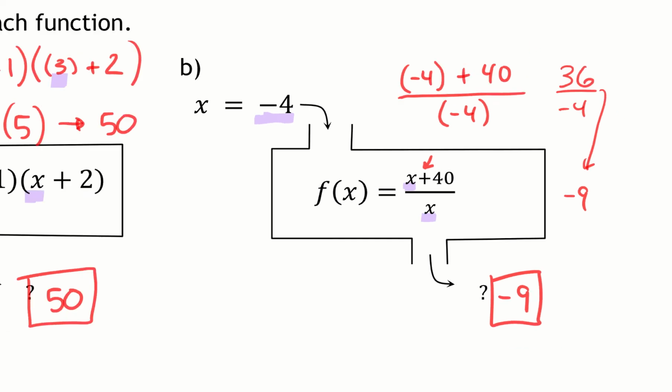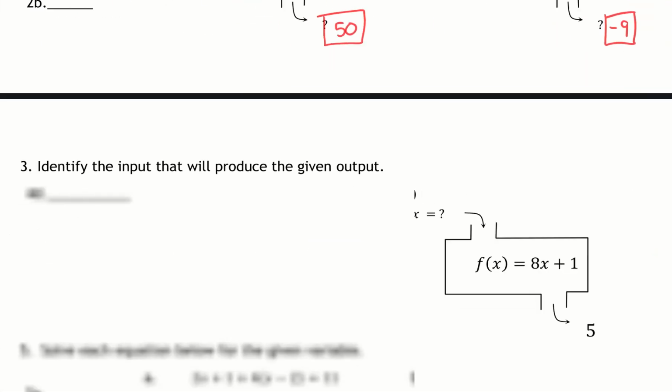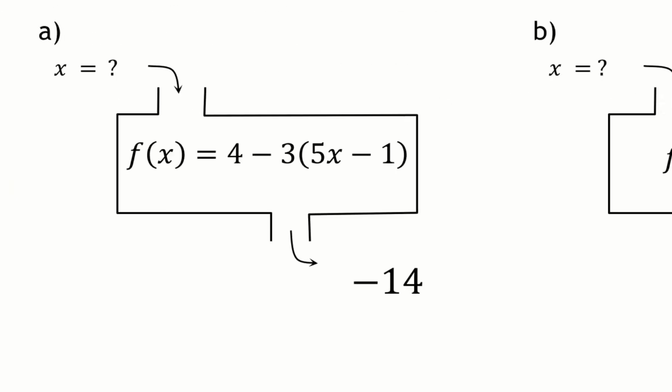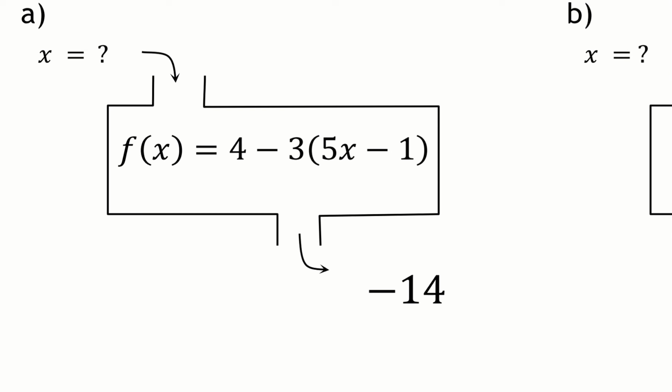Right, let's move on to question 2 on page 2. I'm sorry, question 3 on page 2. This question says, hey, look, this time I'm telling you that the output is negative 14. The question is, what is the input that would produce that output? So understand what we're trying to do. We're trying to find out what value of x would make this thing become the number negative 14.